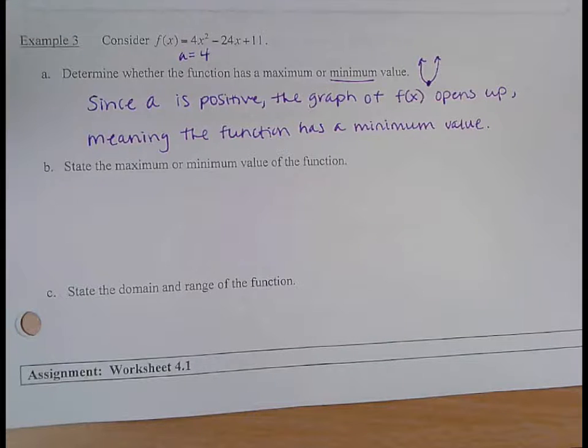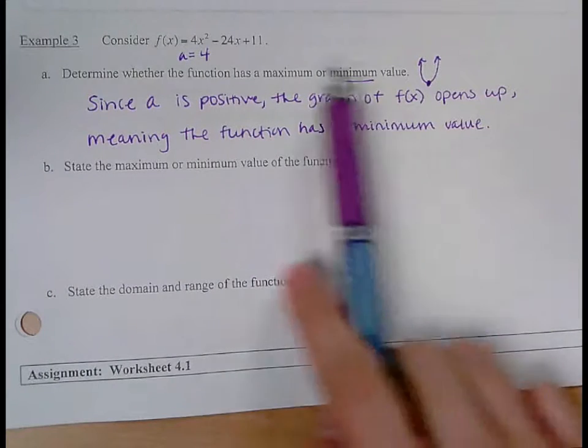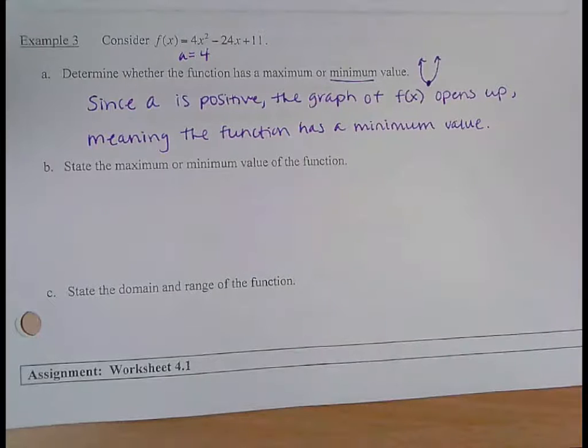Based on how this is asked, you would just have to say maximum or minimum, but if I asked you to explain, I'd be looking for something like that. I mean, word for word, it doesn't have to say exactly that, but I have to see that you understand why it's a max or a min, and it's based on the a value.